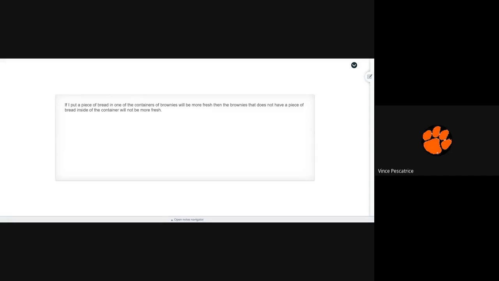And then here's the reverse one. If I don't put bread in either of them, then all 6 brownies will be old. That's good. That's thinking, if I don't put bread in there, then they won't stay fresh. So we have the hypothesis that if we put bread in the containers, then they will stay fresh longer.